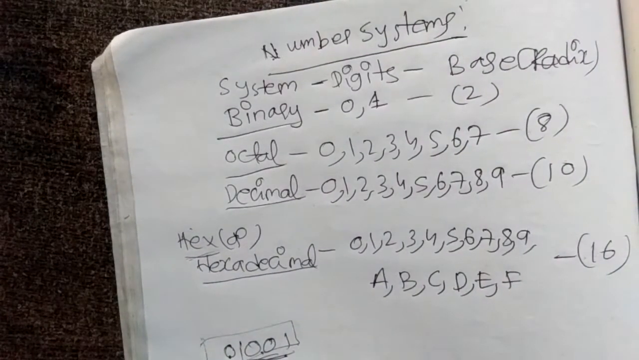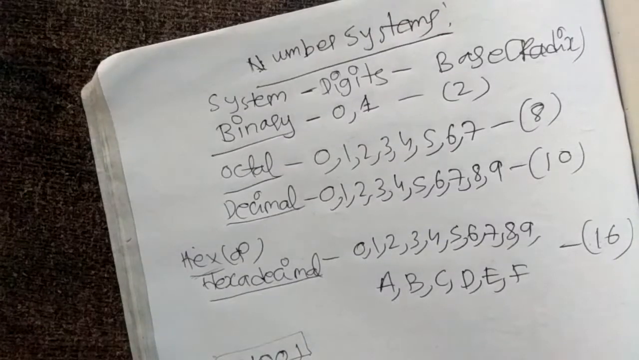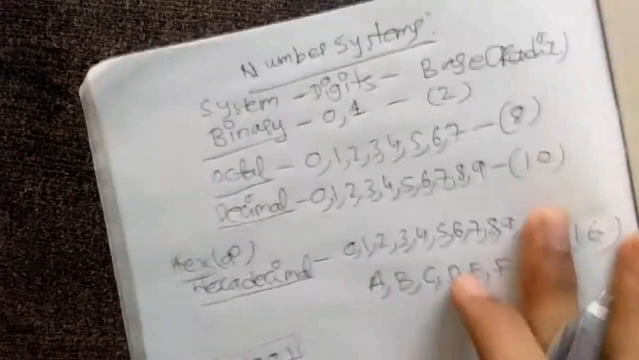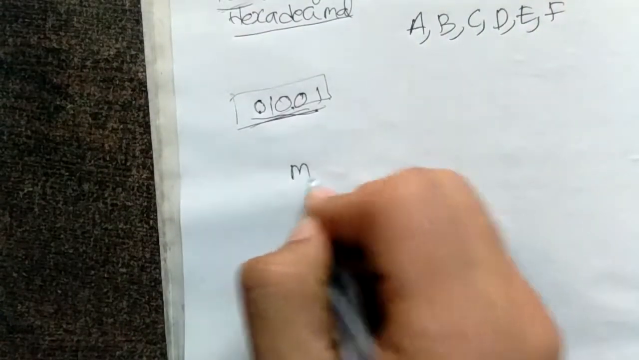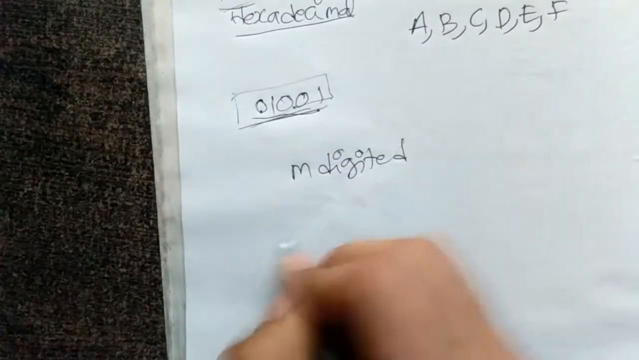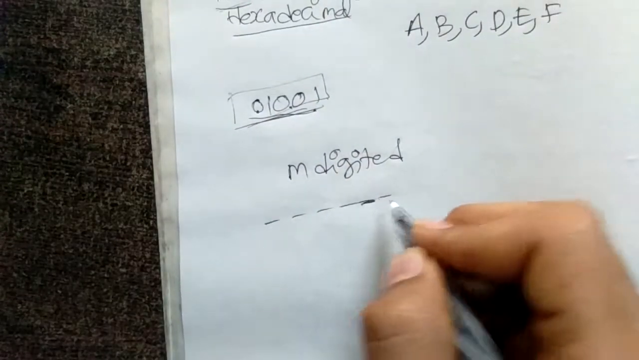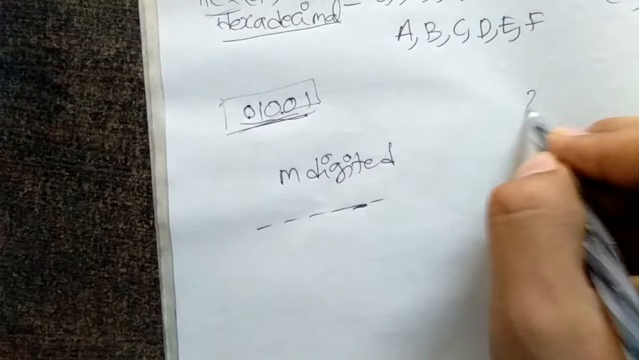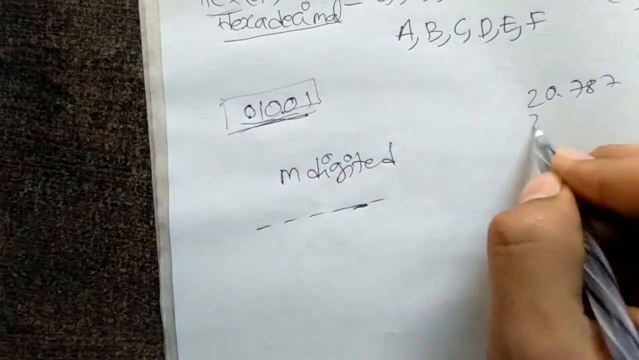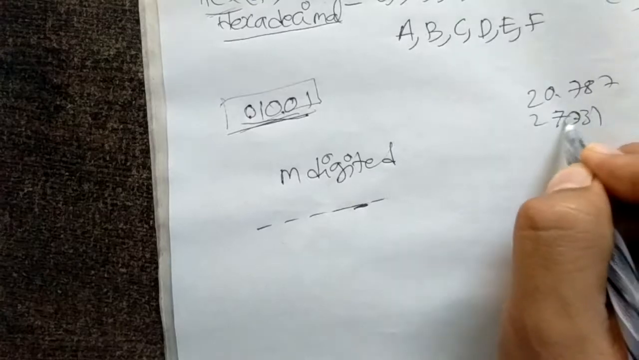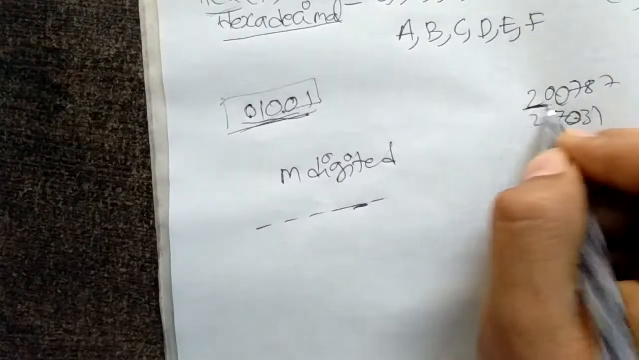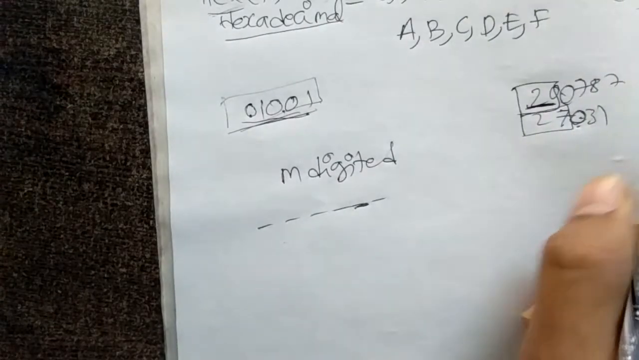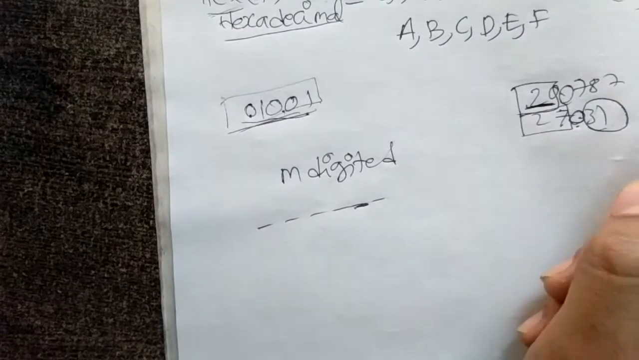In any system, let's say I have a number which is an m digit number. Let us take that it is a floating point number. What I mean by floating point number is, let's say, 20.787 or 27.31. It has a decimal point, an integral part towards the left of the decimal point, and a decimal part towards the right side of the point.